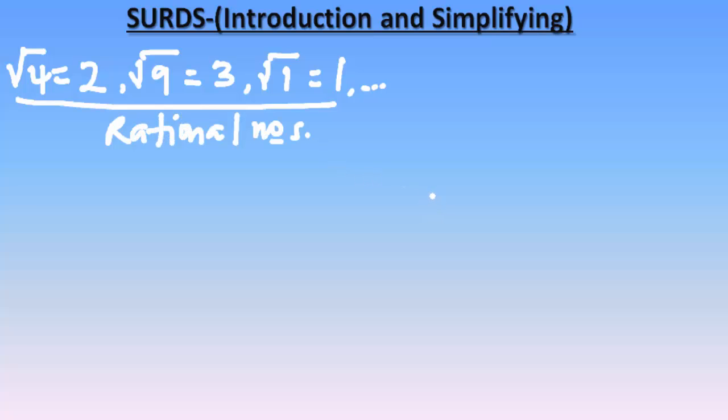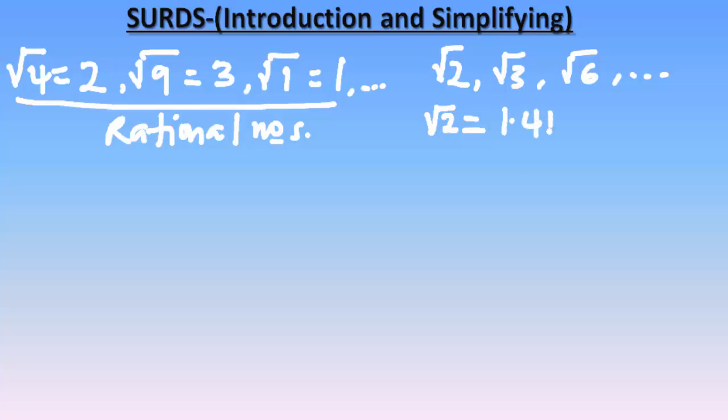However, there are some numbers such as root of 2, root of 3, root of 6, and so on, whose exact square root cannot be found, but their root can only be found to some degree of accuracy. So taking the positive square root with the help of our calculator or table, we have root of 2 equal to 1.4142 and so on. They are non-terminating, they are non-recurring.